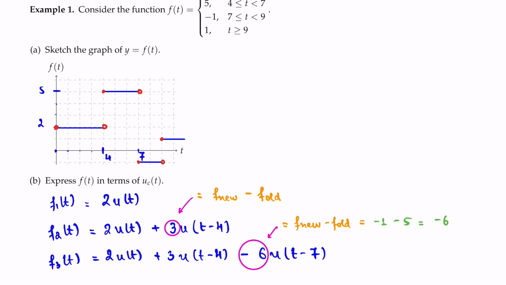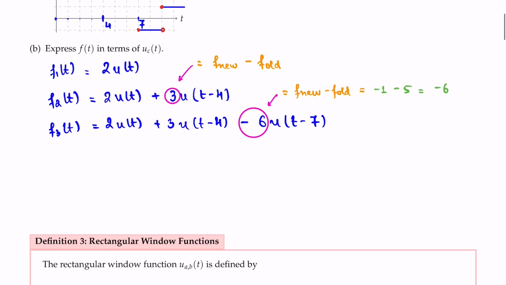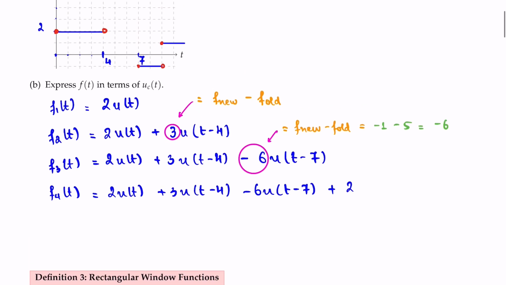Okay, now for the last function, which is 1 in the interval where t is greater than or equal to 9. So you start here at -1, you move up by 1, 2 units, and therefore f4 of t is going to be 2 times u of t plus 3 times u of t minus 4 minus 6 times u of t minus 7 plus 2 times, because you move up by 2 units, u of t minus 9. Again, the 2 is that you can count, right? You start at -1, go up by 2 units, so that's why you get 2.